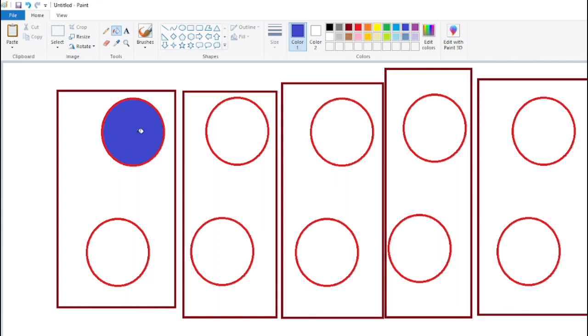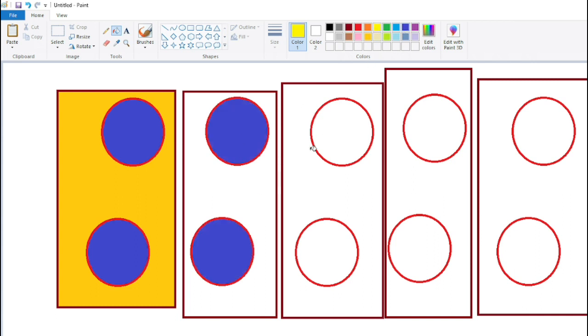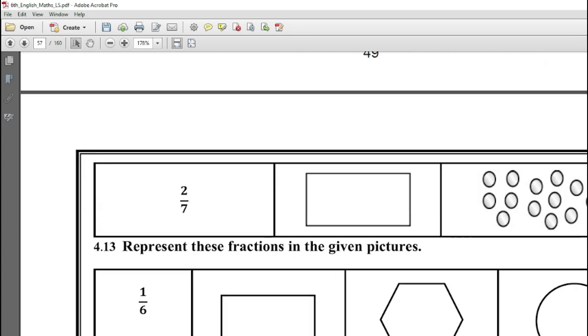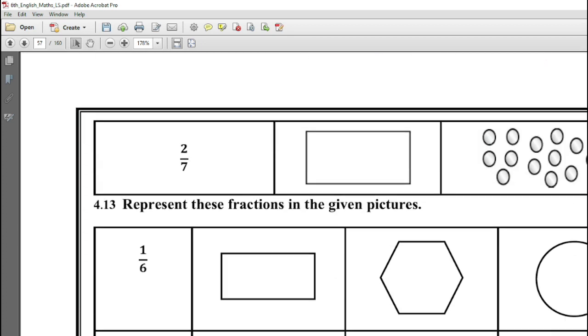It will be blue. 1, 2, this is 1, so it represents, out of 7 groups, I colored only one group. It is 1 by 7. If you understand more, see. And here just look here, so this represents 2 by 7.